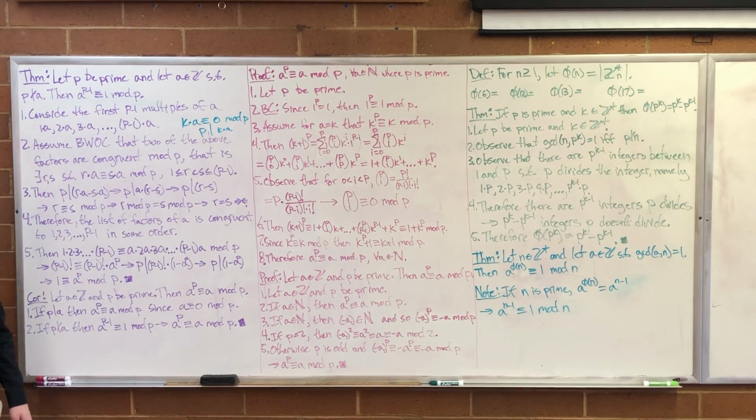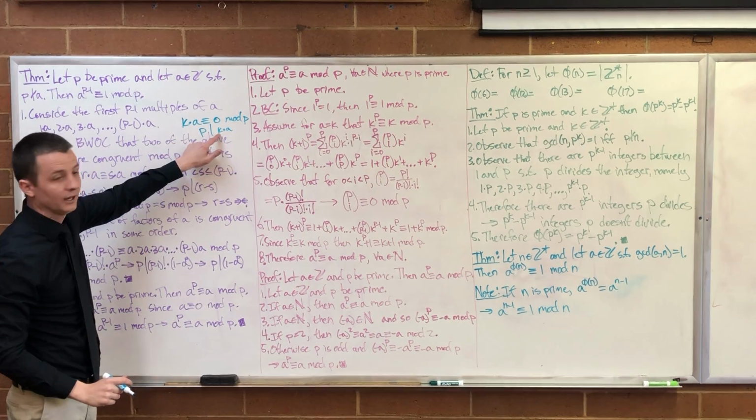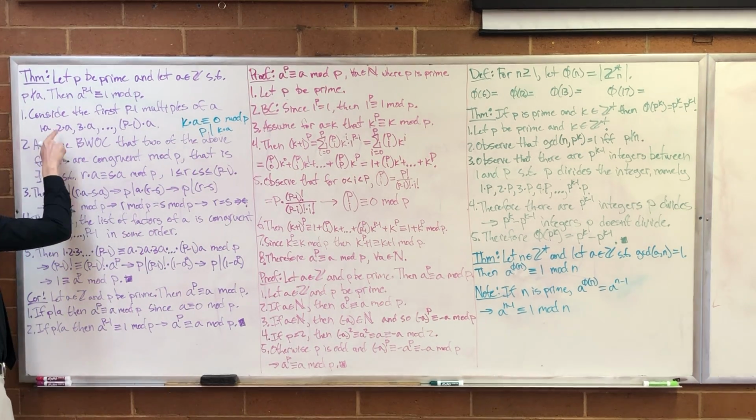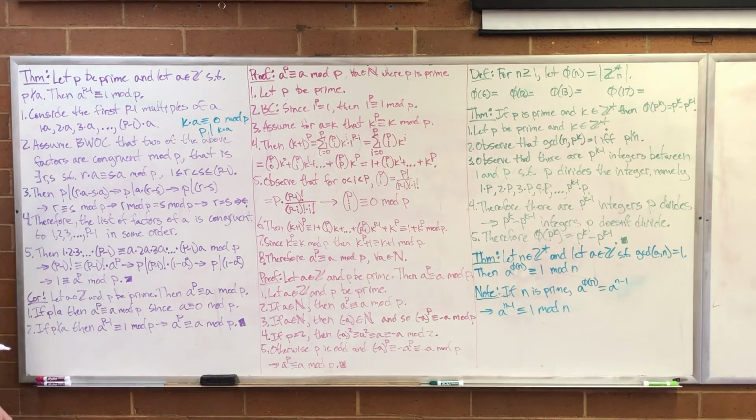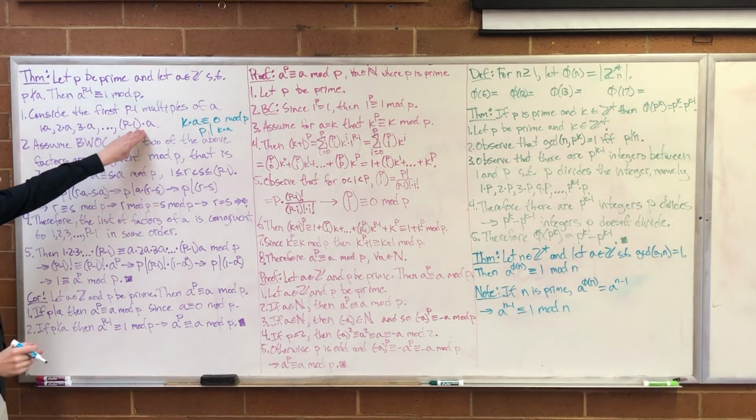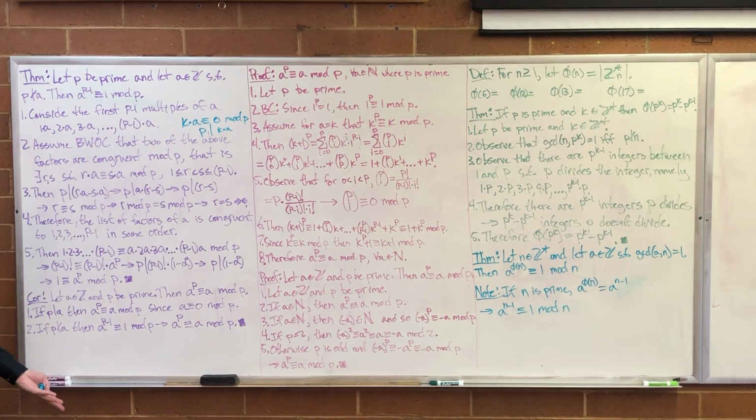P can't divide A, but why can't P divide K? Why can't P divide 1, or P divide 2, or P divide 3, or P divide 4, or P divide P minus 1? Because P is a prime, and those are all numbers less than that prime number. What's the smallest number P can go into? Itself. So it can't go into any number smaller than it.